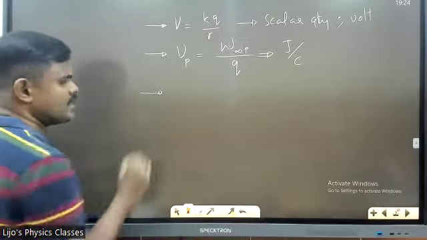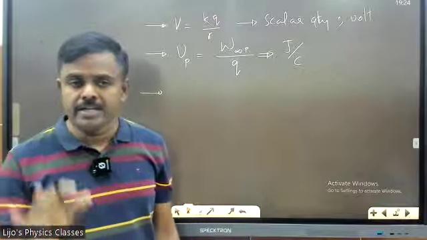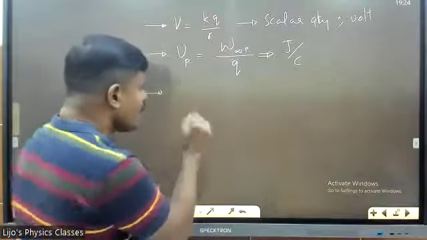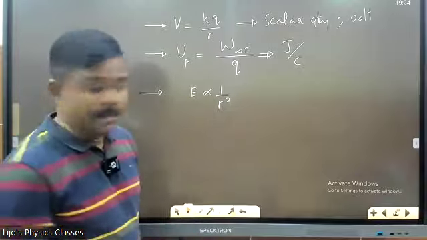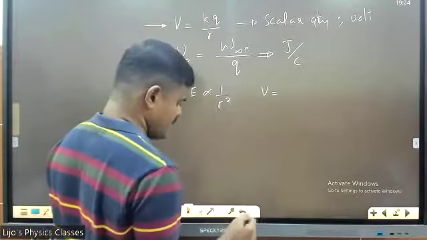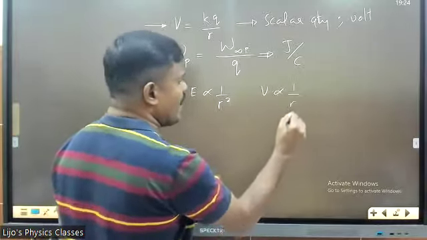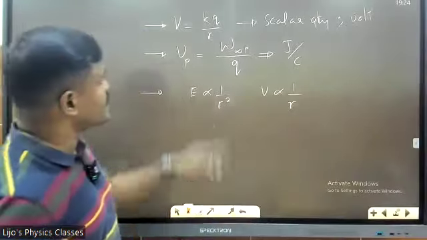Third point. This is so important. It is given in the reader. Electric field proportionality is 1 by r square. Potential proportionality is, tell me, 1 by R. Am I correct?